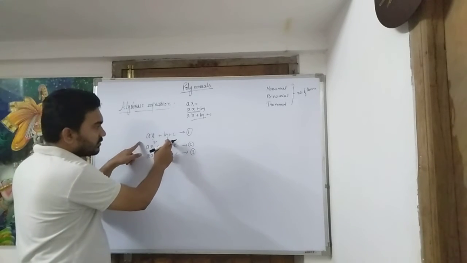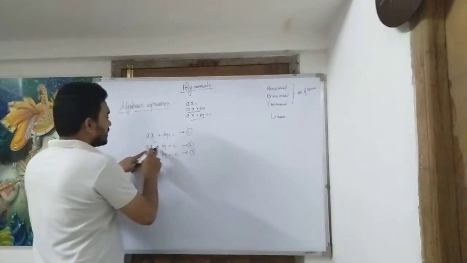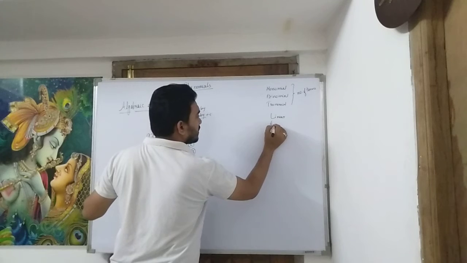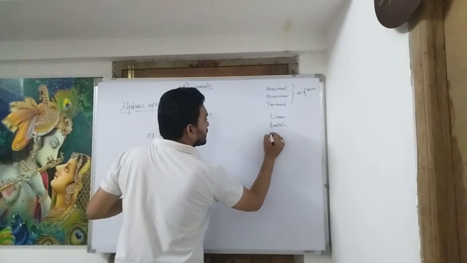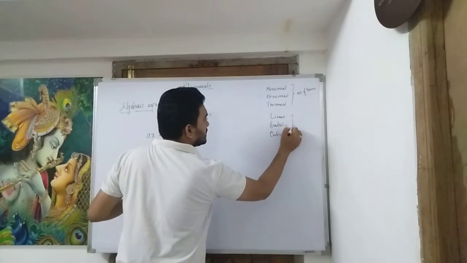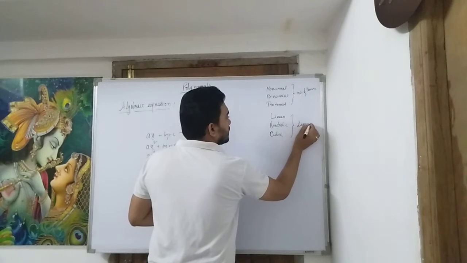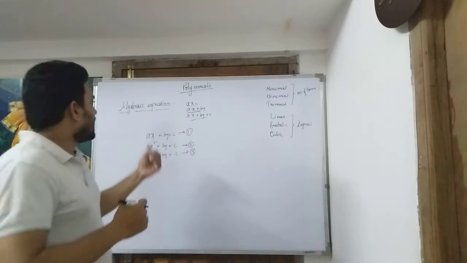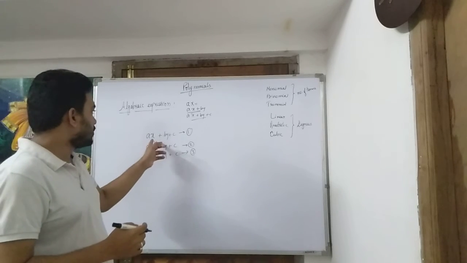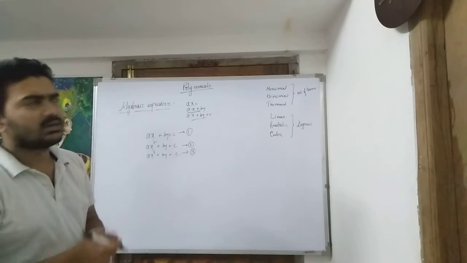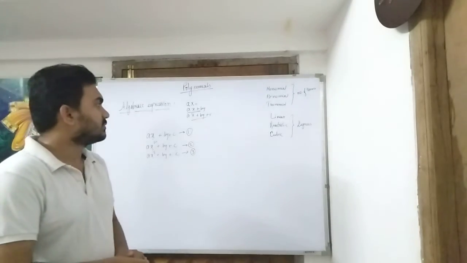The example where the degree is 1 is called a linear polynomial. Here it's called quadratic. Here it's called cubic. So these are on the basis of degrees. Now we can have polynomials with two variables. We can have polynomials with one variable, two variables, three variables, or many variables.